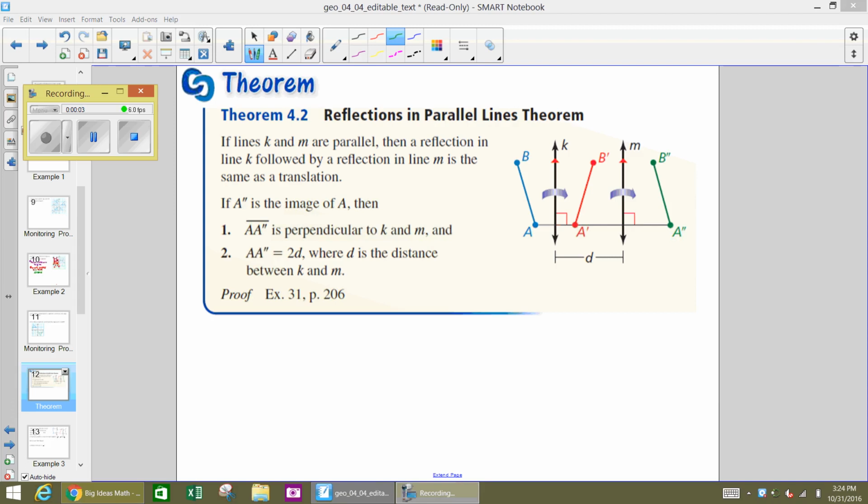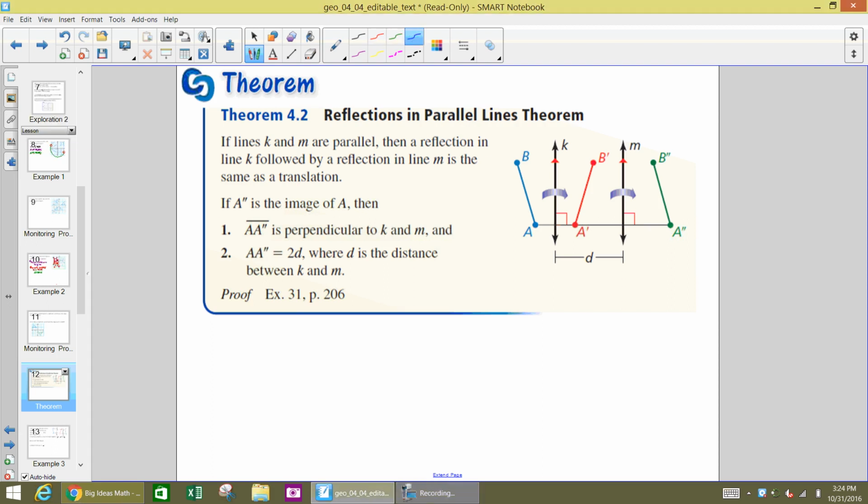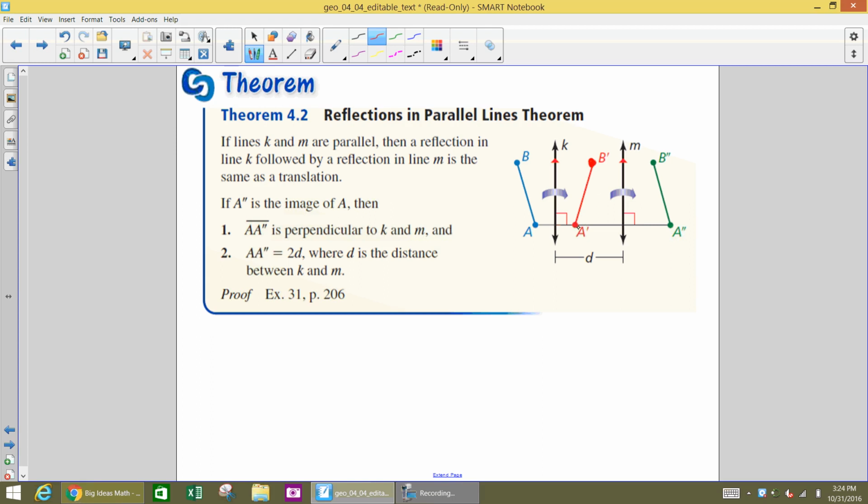This video will demonstrate using the reflections in parallel lines theorem. First, let's talk about what that really means. Here we have lines K and M, and we're saying that they're parallel. And then we're going to do a reflection in line K. And that's what takes line BA and makes it B prime, A prime.